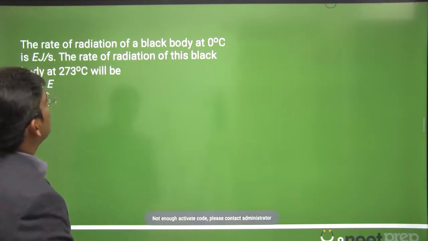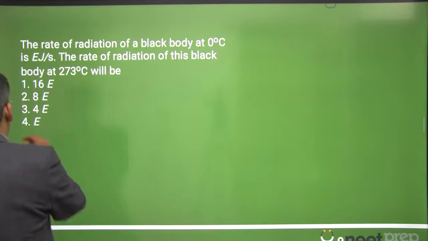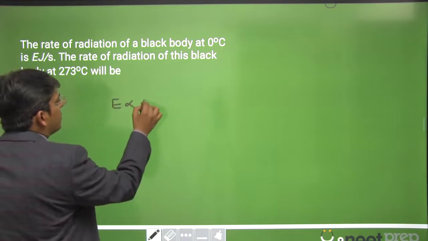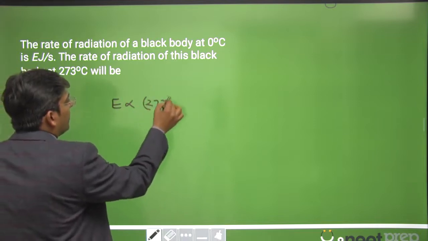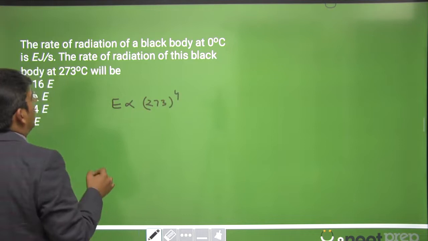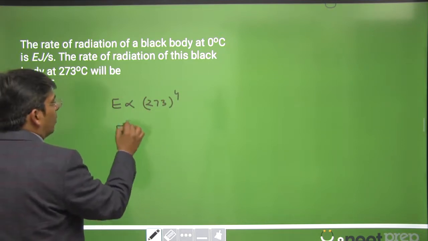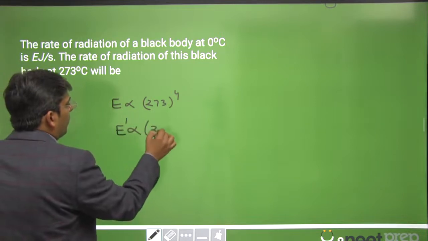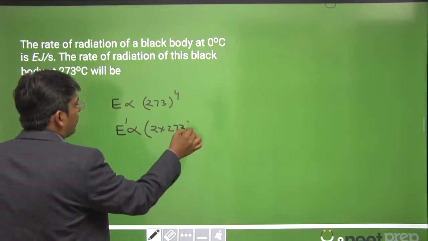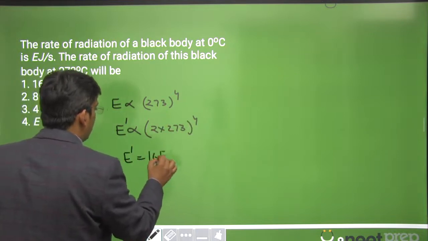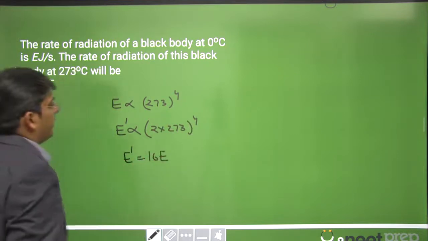The rate of radiation of a black body at 0 degrees Celsius is E. See, energy is proportional to temperature to the power 4, that is 273 raised to the power 4. And at 273 degrees Celsius it would be double of 273, raised to the power 4. So we are going to get 16 times of E, dear students.